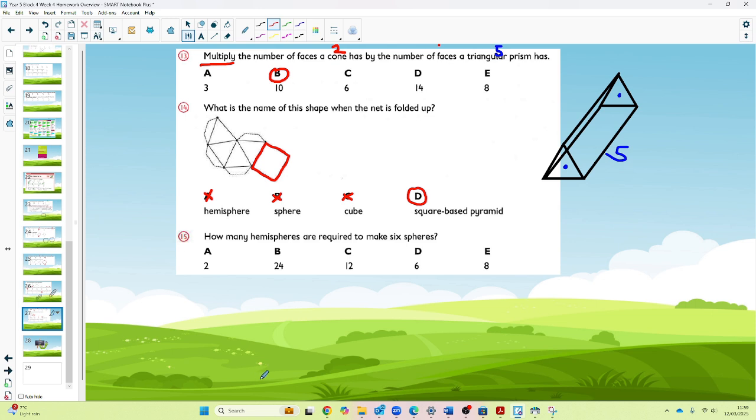Question 15. How many hemispheres are required to make 6 spheres? So a sphere is like the shape of the earth, and we require 2 hemispheres to make 1 sphere. So if we've got 6 spheres, we need to do 6 times 2 to give us 12. So the answer is C.